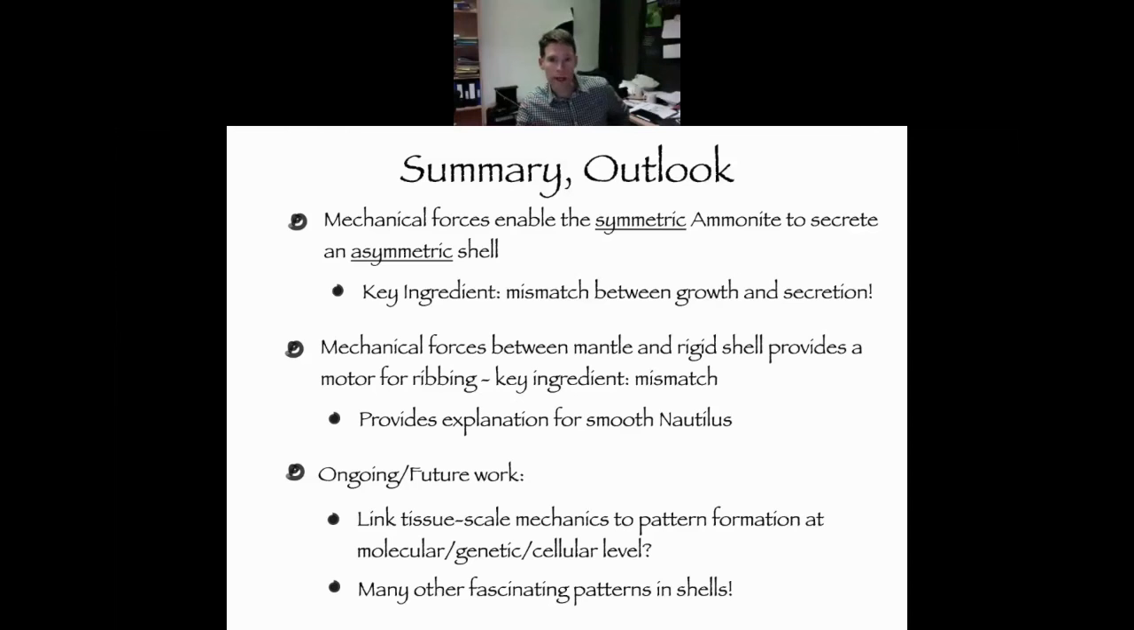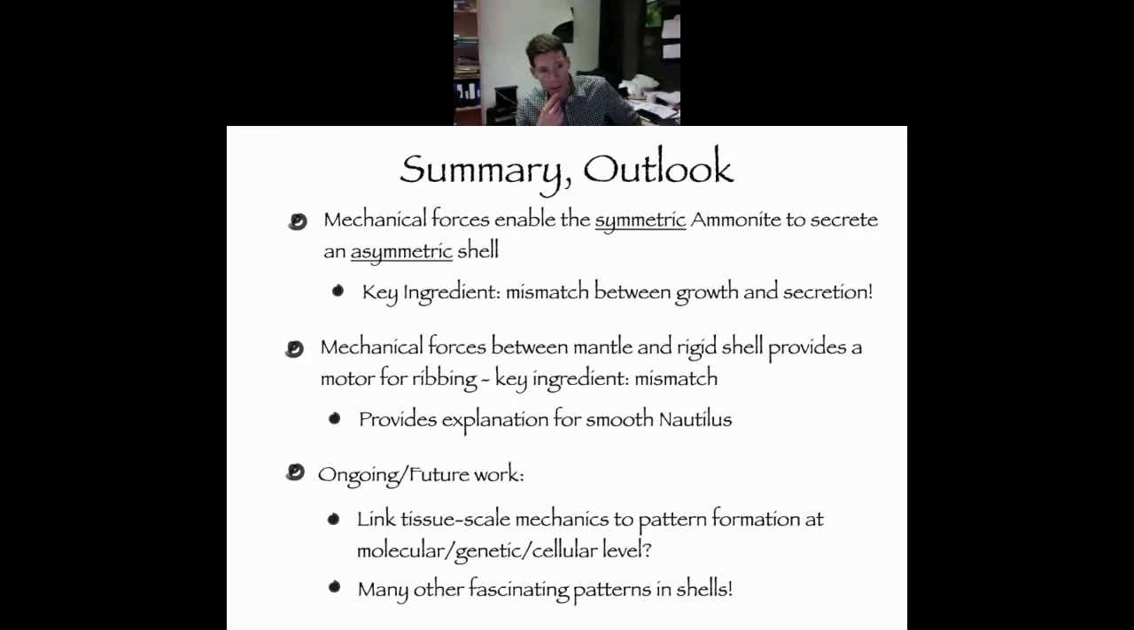Mismatch in a different way, thinking in the second part, the ribbing is also coming from a mismatch between the shell and the animal, but this is now between the orthogonal direction, the radius of the shell and the radius of the leading edge of the mantle. And this gives us a nice way to understand why the nautilus is so smooth. Even if it had ribs, we would still effectively see a smooth shell.